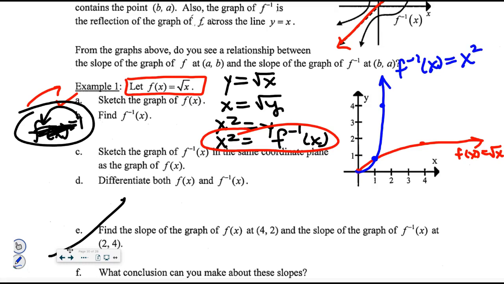All right, got that going. Now, we know how to take the derivatives of both of those. Let's go do the blue one. This is how you write it, by the way.